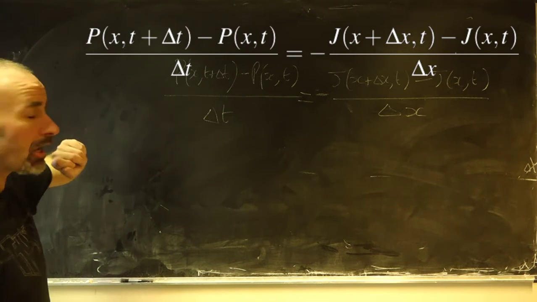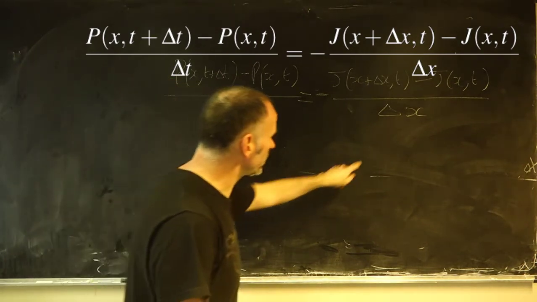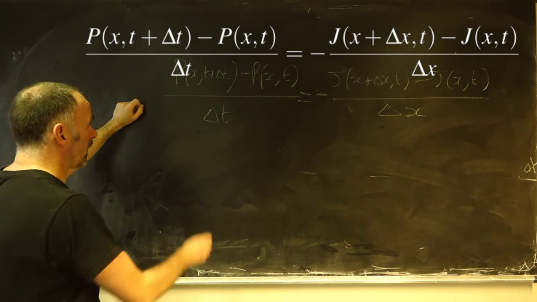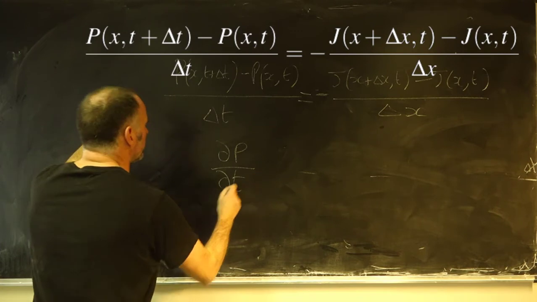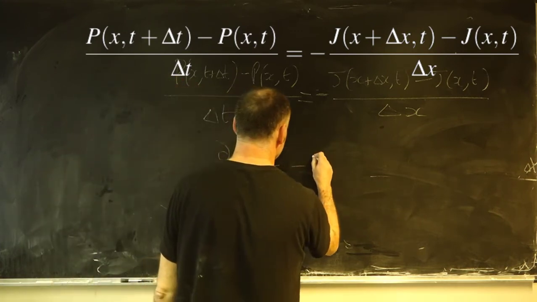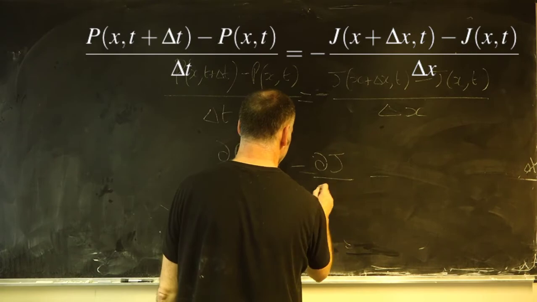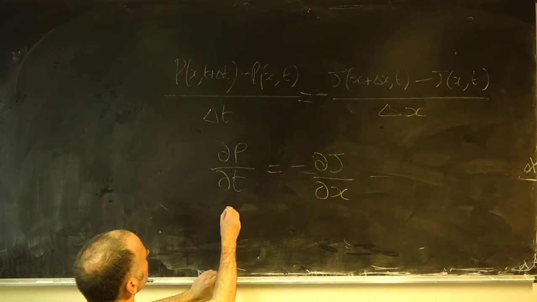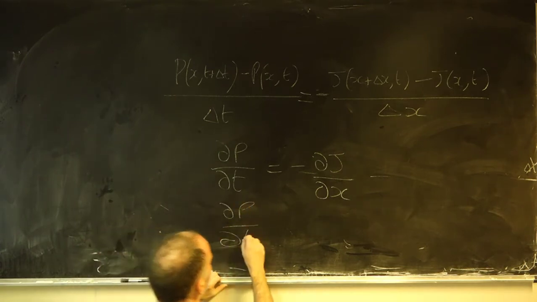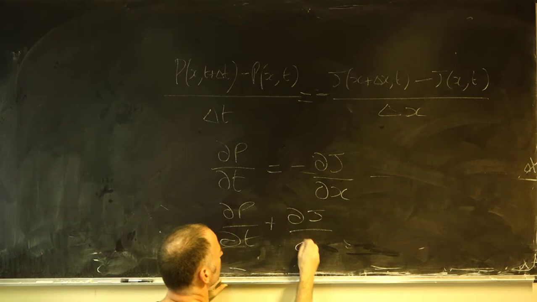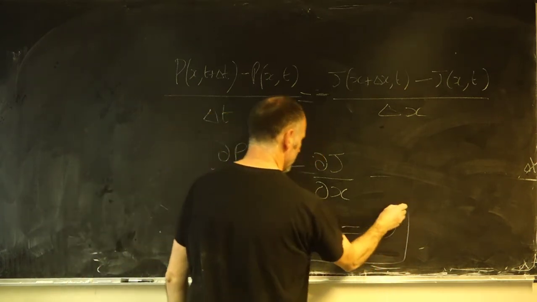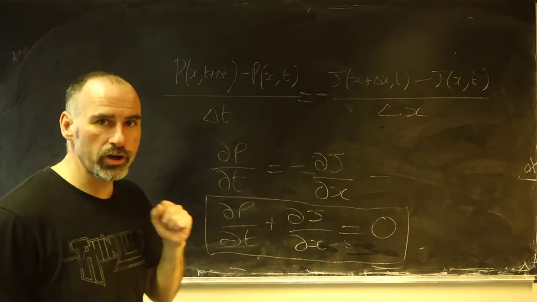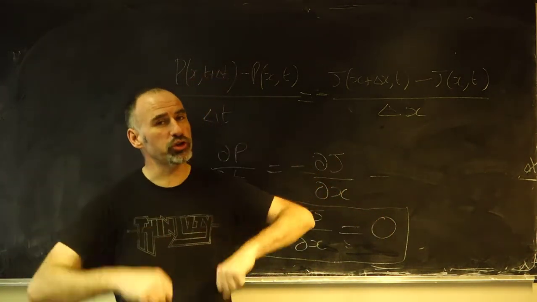Right, now we consider this in the limit of delta t going to 0 and delta x going to 0. So what we end up with is, well, we end up with this. Or alternatively, we can write it as, obviously, as... Now this is a really important equation, not just in quantum mechanics.